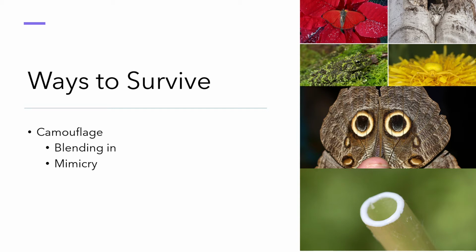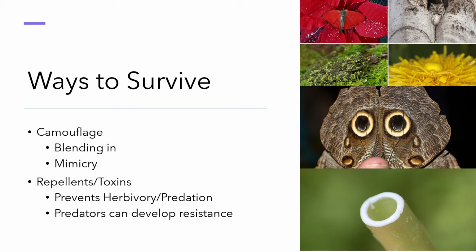But another way that things can survive is through repellents and toxins. Most of the time when we talk about repellents and toxins, we're going to be talking about plants because plants are dope and they've decided to do crazy things over time. Most of the toxins we talk about are going to help prevent herbivory and predation.